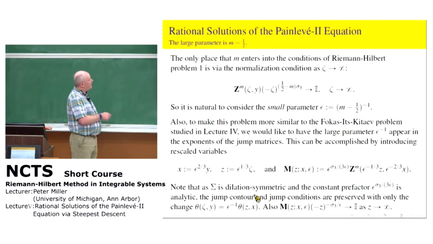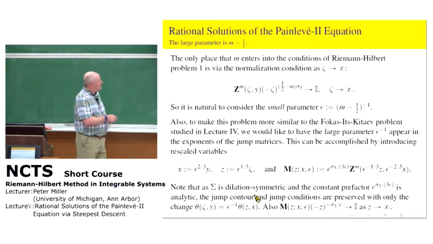Let's call that x. And over here we'll redefine a new spectral parameter z from zeta by a similar scaling. And then we'll define M as a matrix depending on z with parameters x and epsilon out of the Zm in this way. So we just replace the zeta with z, the y is replaced with x in this slot, and then this is just a convenient normalizing factor. It's a left multiplication, so it will not have any effect on the jump conditions. It will just modify the normalization at infinity.